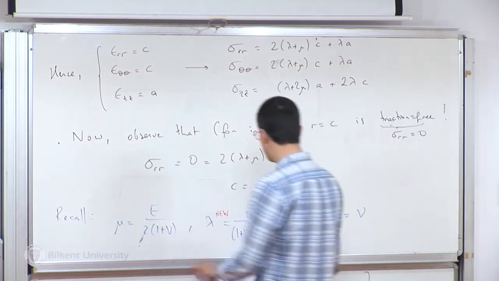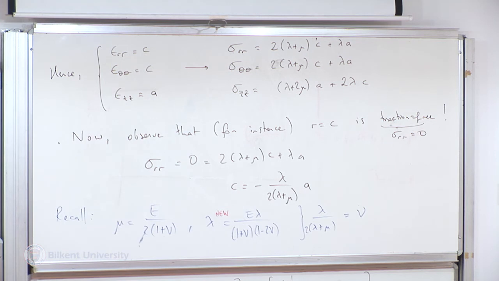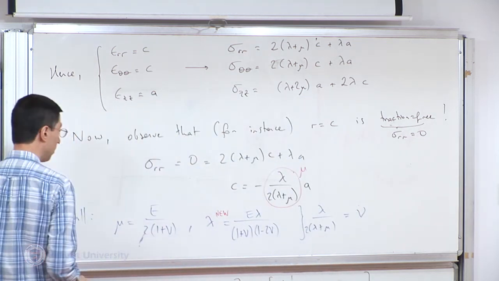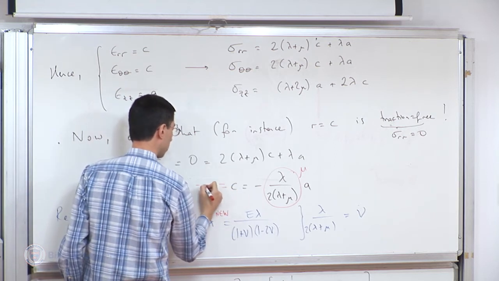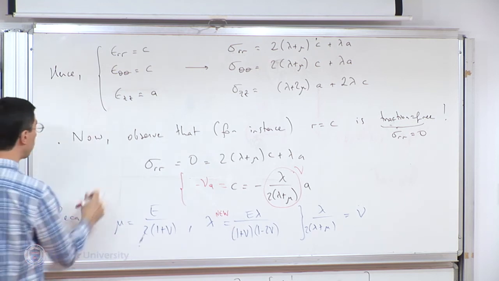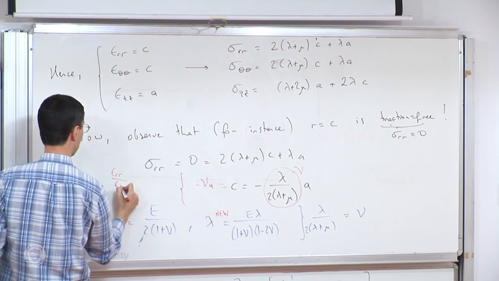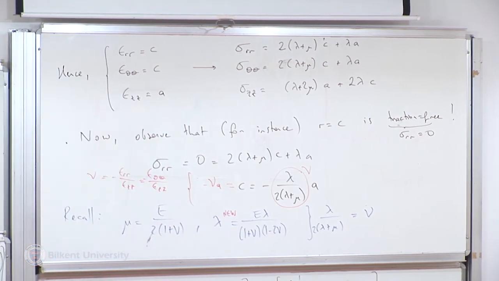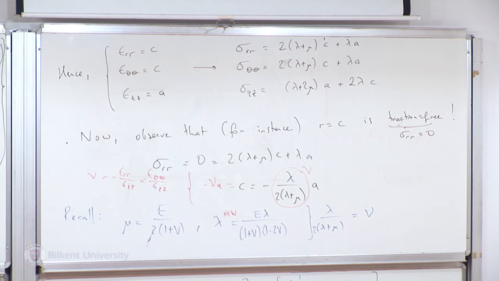Okay? Just plug in these two into that expression. So here it's mu, and therefore we have C is equal to minus nu A. And therefore we have, for instance, epsilon RR over epsilon ZZ, or epsilon theta theta over epsilon ZZ, with a minus sign, is equal to the Poisson ratio, as we expect. Okay. So I'm almost done with the solution. Let me finish this example. Let's erase this. Any questions, by the way?